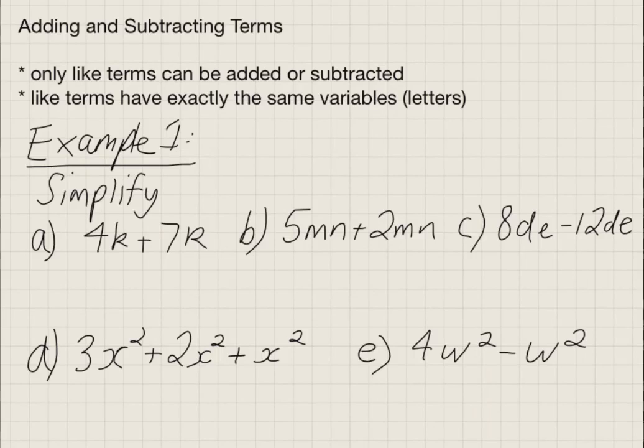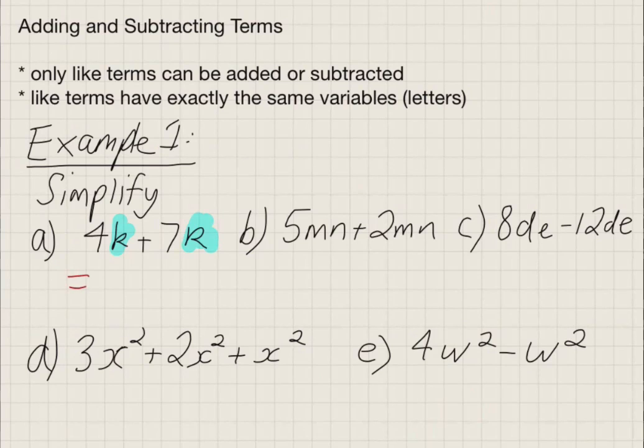In this video, we will look at adding and subtracting algebraic terms. So only like terms can be added or subtracted. Like terms are those which have exactly the same variables or letters. So here you can see we have K and K, exactly the same letters.